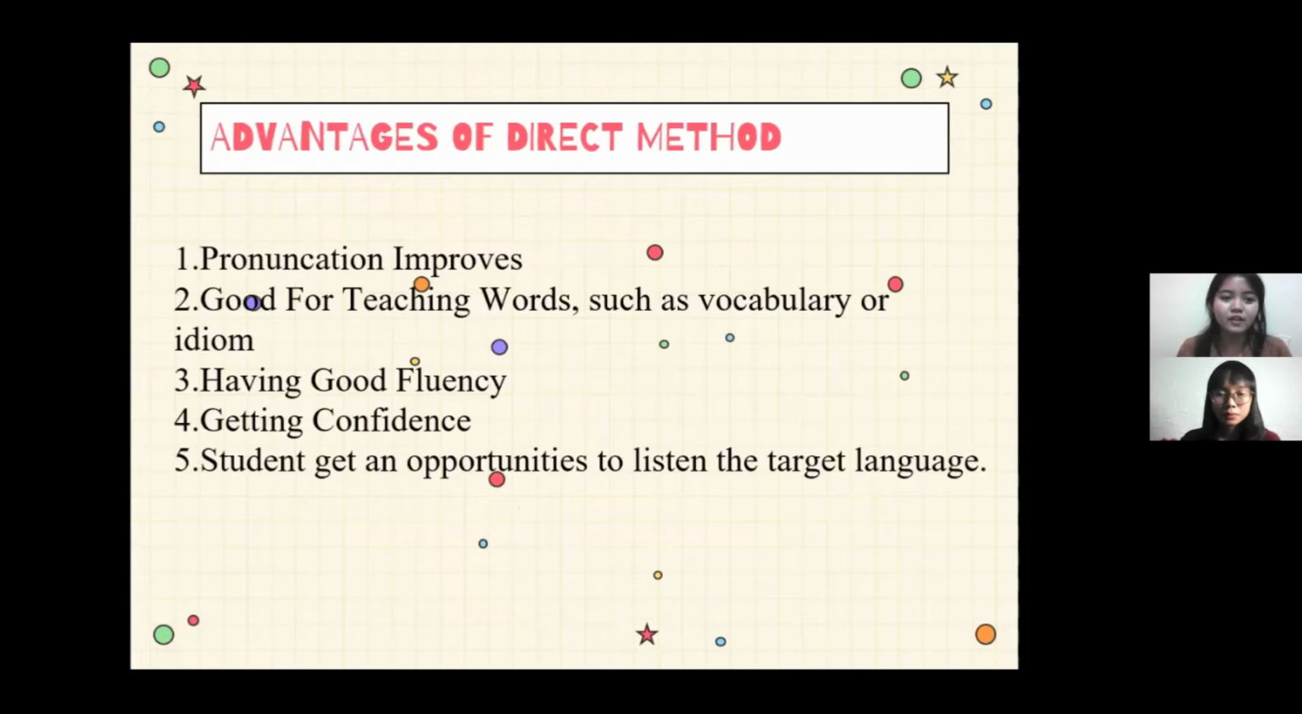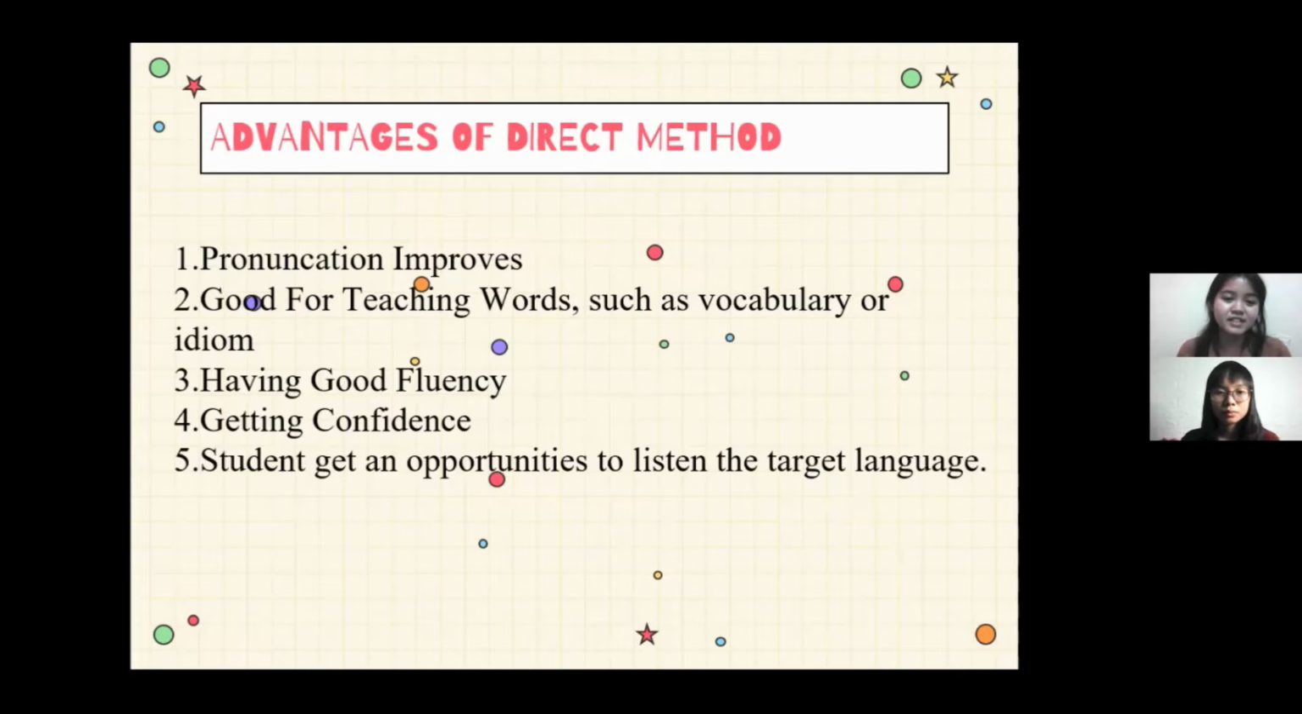So as I mentioned before, a direct method is a method that uses target language only. So here we are learning English, so we will learn English all the time and talking in English every time. So it will improve our pronunciation. So the next is good for teaching words such as vocabulary or idiom. So as a teacher, this method is perfect for us if we want to apply and teaching a word or vocabulary.